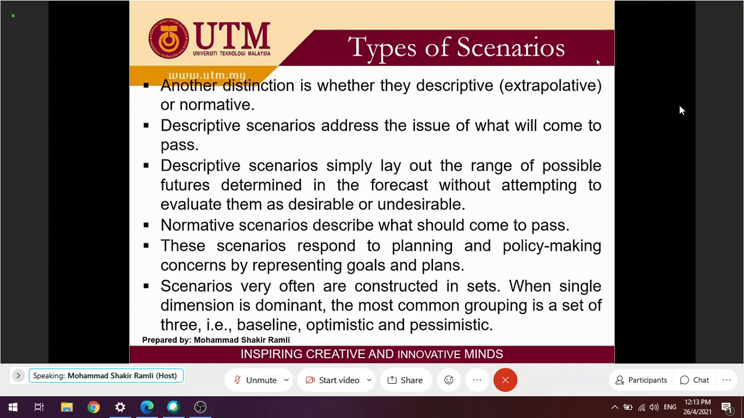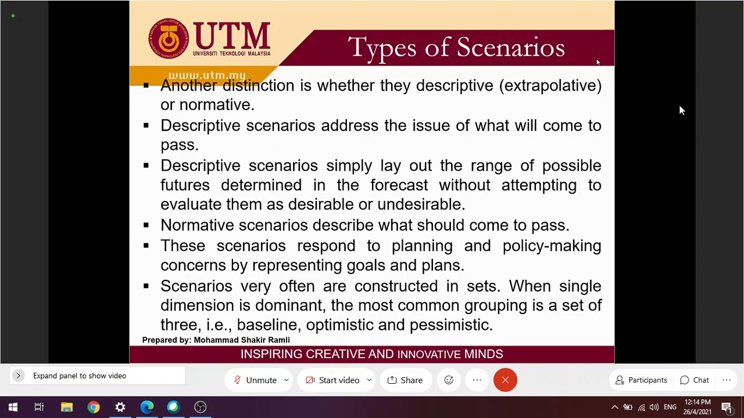Descriptive scenario addresses the issue of what will come to pass based on past data, they extrapolate. Descriptive scenarios simply lay out the range of possible futures determined in the forecast without attempting to evaluate them as desirable or undesirable. That's the descriptive. We explain what's going to happen in the future without the intention of measuring or putting an indicator of desirable or undesirable, or favorable or unfavorable. We just have a description of the future.